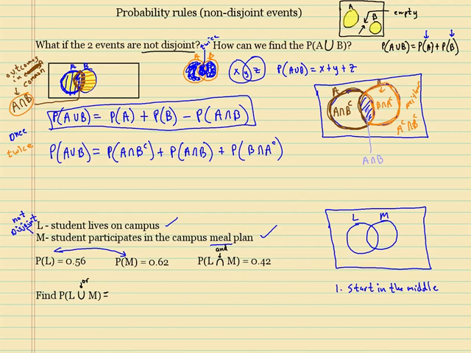Now L is this big circle. L is this circle right here. So the sum of the middle and this moon right here have to equal 56%. So how much of L consists of the middle? Okay, isn't that 42%? Okay, isn't the middle 42%?